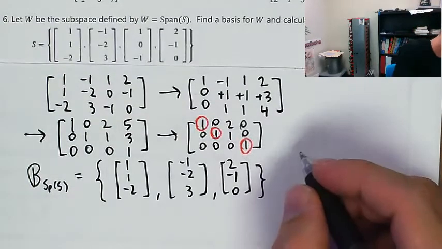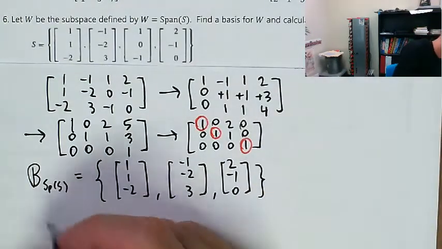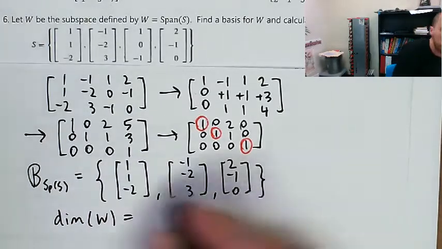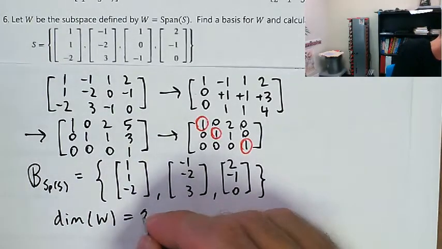And then the dimension of the span of S, or the dimension of W, which is the span of S, is going to be 3 because there's 3 vectors in the basis.